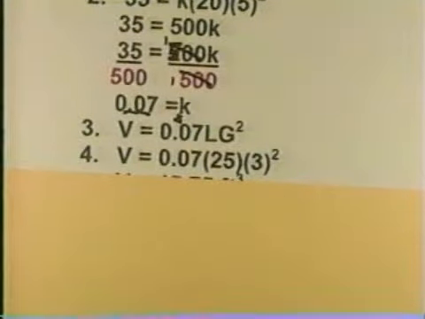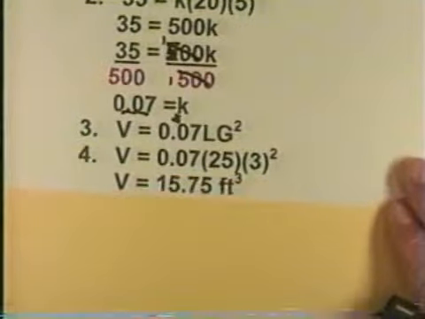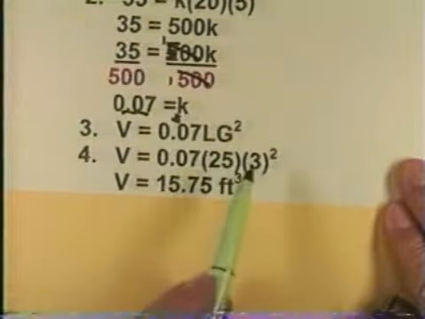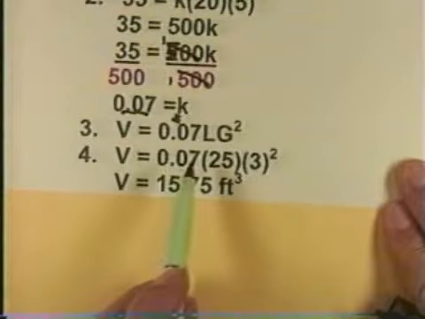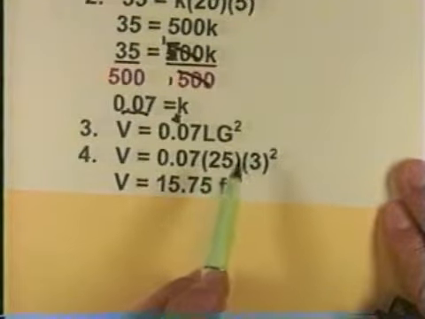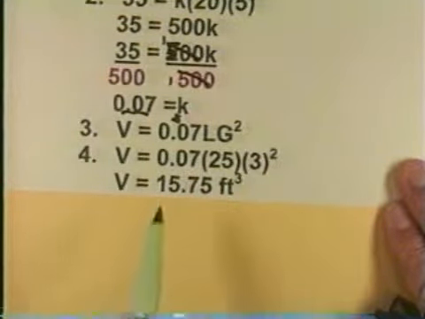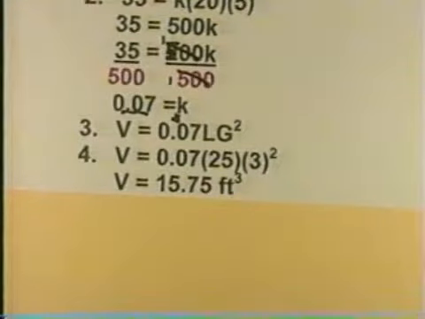And now simply solve it, which in this case there's nothing to do but multiply it. So just multiply 3 squared to get 9. And then on your calculator, multiply 0.07 times 25 times 9. And you should get 15.75 cubic feet.